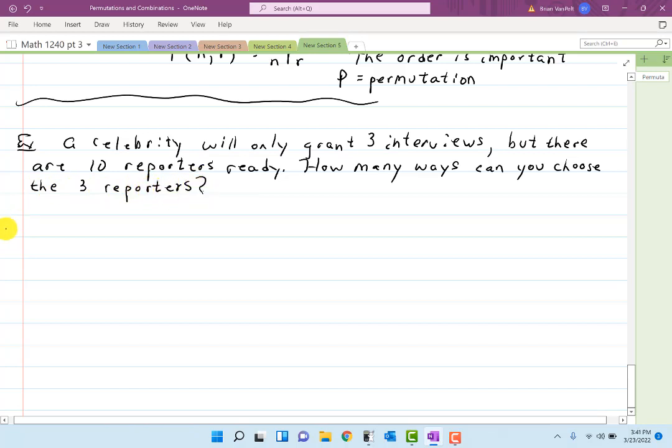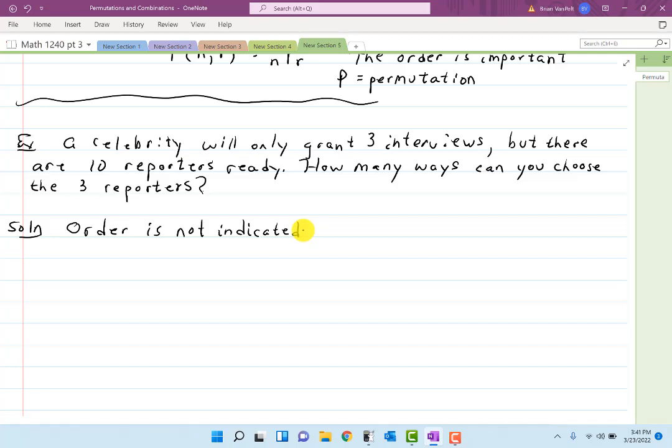So how do you choose the three, or how many ways are there to choose these three? Notice it's different now. I did not say that one person would be given a 15-minute interview and then the next person a 10-minute interview. In fact, nowhere in this problem is order indicated. So order is not indicated at all. It's not even implicit in any way, shape, or form. So we're not talking about permutations here. We're talking about something else.